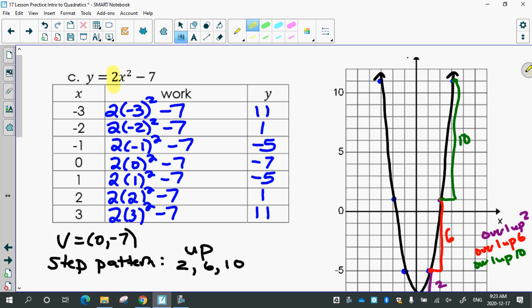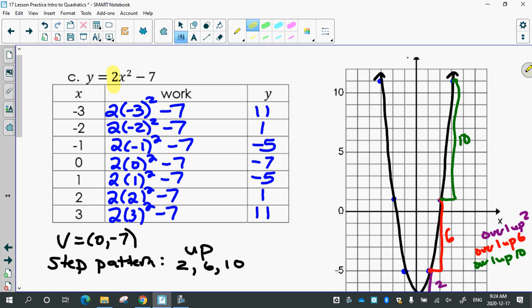M was called our slope number in grade 9. A is called our step number in grade 10, okay? So our step property is always going to be either up or down, so that depends. But our steps are going to be 1 times A, 3 times A, 5 times A, 7 times A, okay? So once you know what A is, A determines your step number.